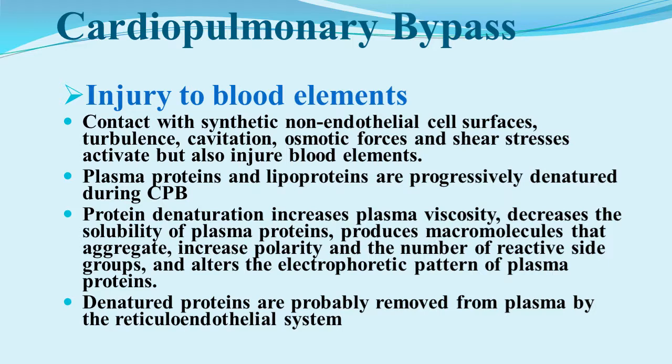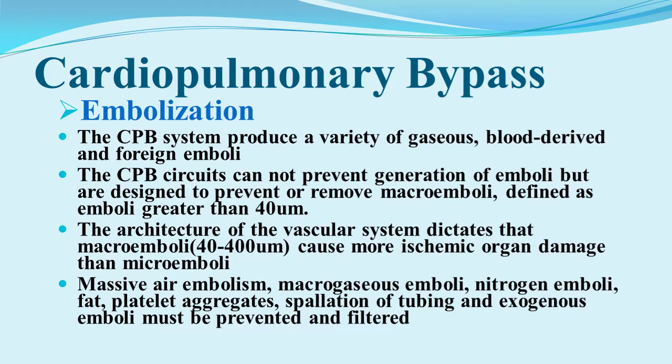The plasma protein and lipoprotein are progressively denatured during CPB. Protein denaturation increases the plasma viscosity, decreases the solubility of the plasma protein, produces macromolecules that aggregate, increases polarity and the number of the reactive side groups, and alters the electrophoretic pattern of the plasma protein. Denatured proteins are also probably removed from the plasma by the reticuloendothelial system. Embolization: the CPB system produces a variety of gaseous and blood-derived emboli and emboli derived from foreign bodies.